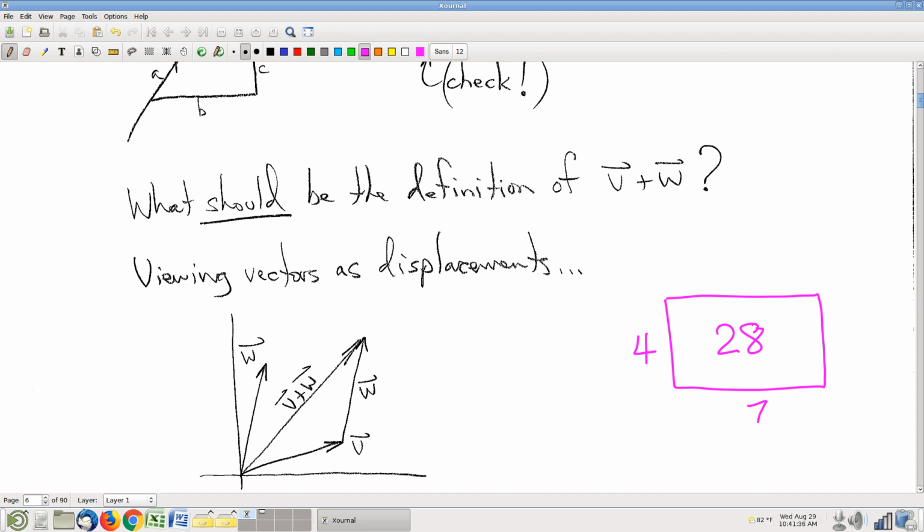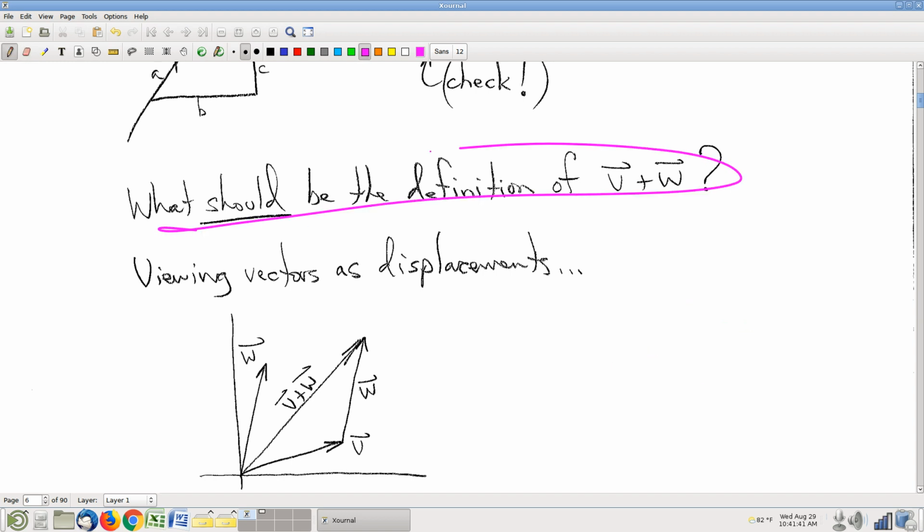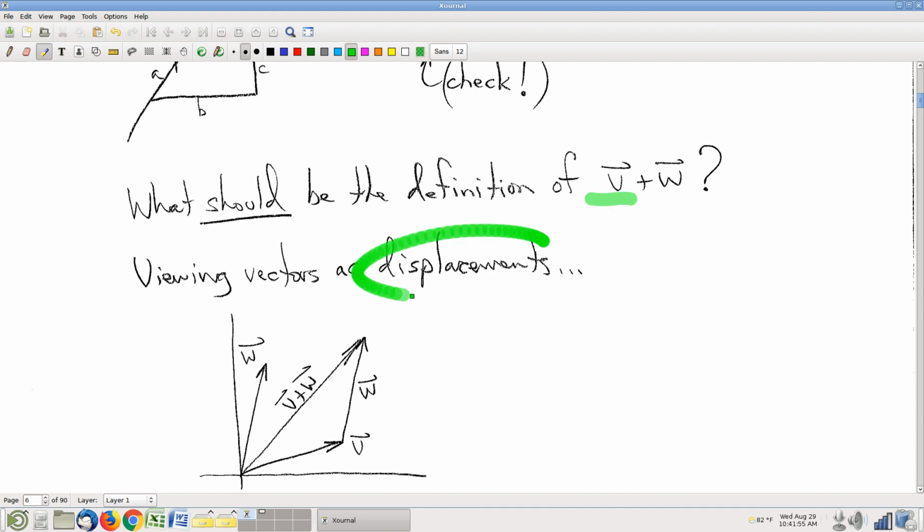Okay, so let's go back to our question here. What should be the definition of V plus W? What do we want this notion to connect to in the physical or geometric world? And let's remember that each one of these vectors I can think of as a displacement, and I make the following modest suggestion that, well, if we have one displacement and then another displacement, I could think about what happens if I do them in succession.